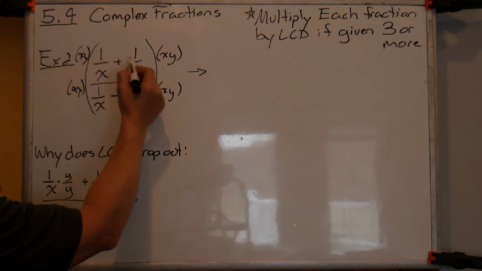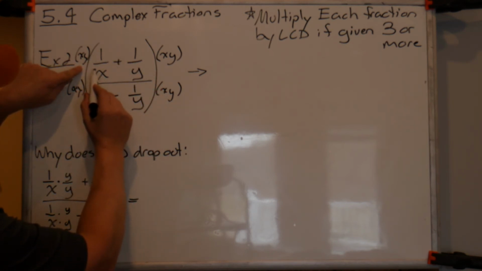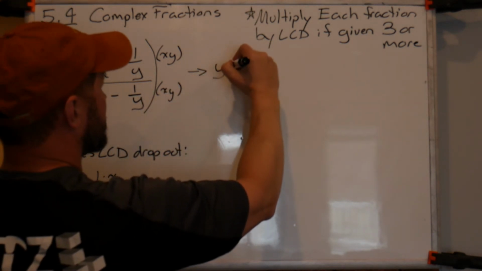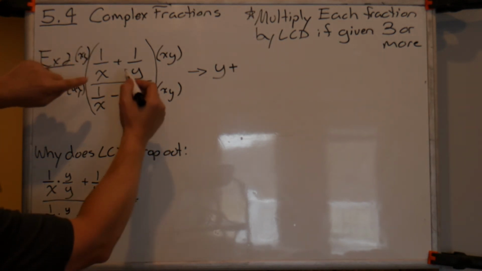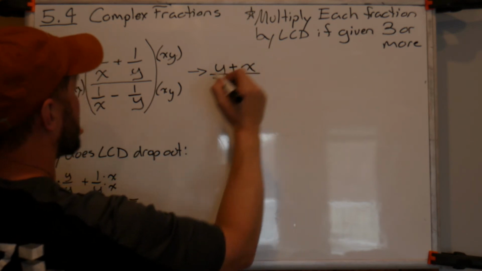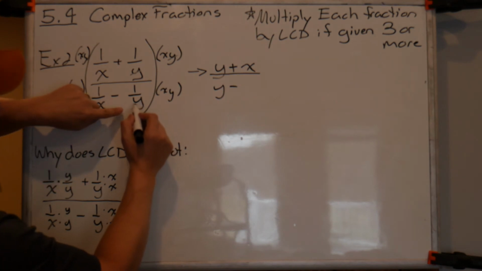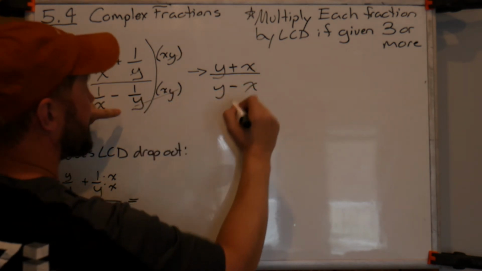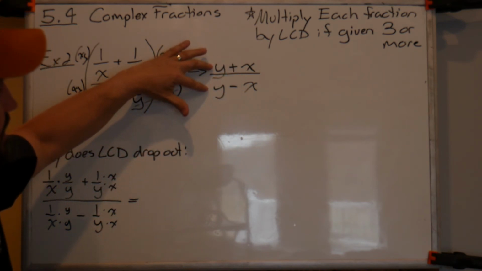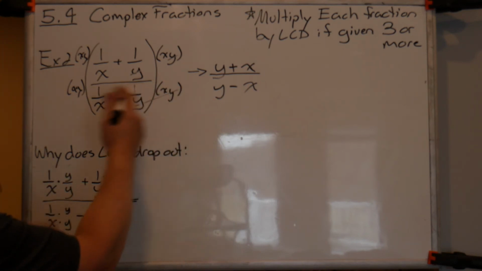If I multiply every one of these by my LCD, I'm multiplying this by my xy, so my x's cancel out, and I'm left with y. Here, my y's cancel out, I'm left with x. Then on the bottom, my x's cancel out again, I'm left with y. My y's cancel out here, I'm left with x. I can't do anything with this. These are opposite, but these are the same. So if I try to negate one, then one will always be different. So there's my answer. Done.